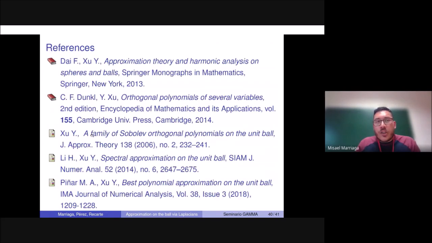And just to finish, I'm just going to mention a few references. Most of the approximation theory results that we have used can be found in this book. Then this other book that I had mentioned before is a very good book that collects the theory of several variables, in particular orthogonal polynomials on the ball. The classical basis that I have shown appears in this book.